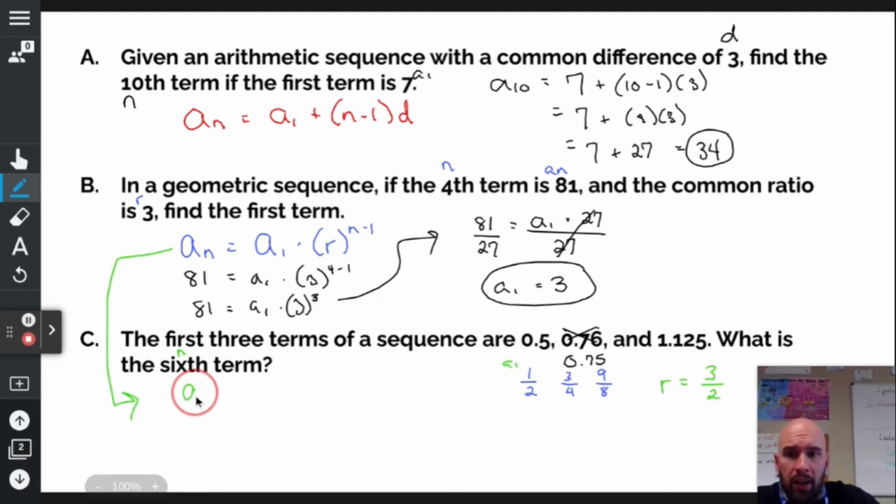So a sub 6 is going to equal my first term, which is a half, times the common ratio, which is 3 halves, to the n minus 1, which is 6 minus 1 power. I'm just going to turn it into 5 to give myself some space. Okay? All right.